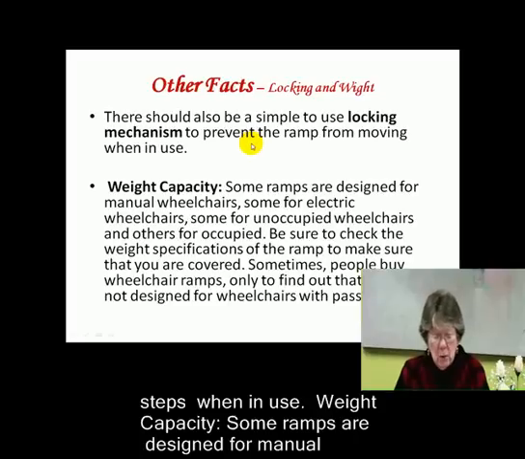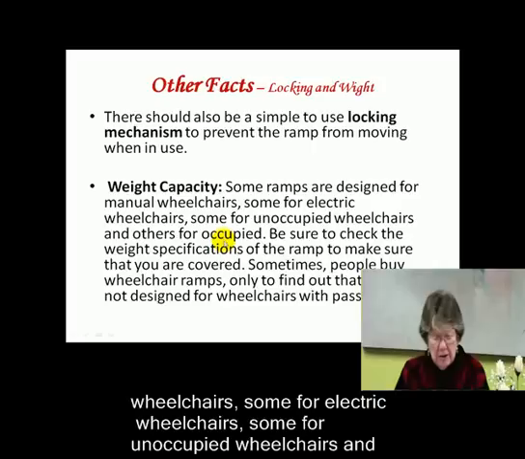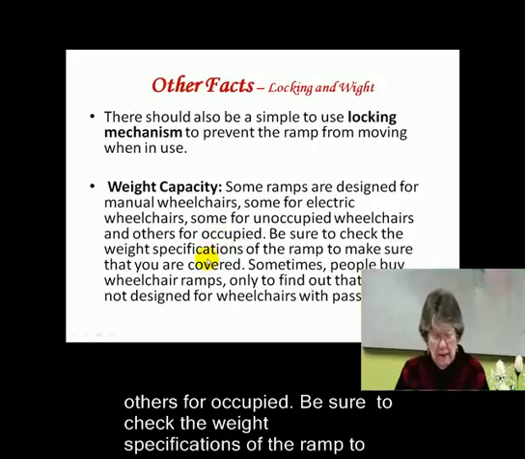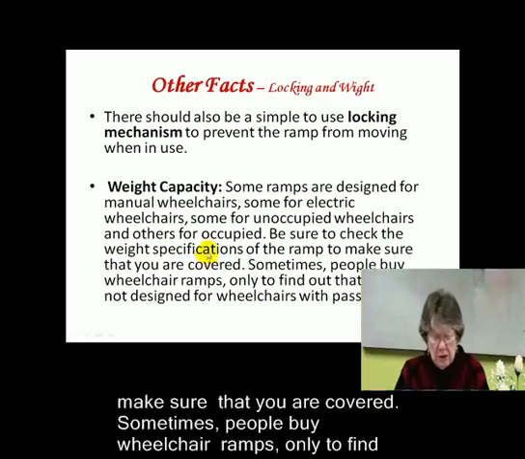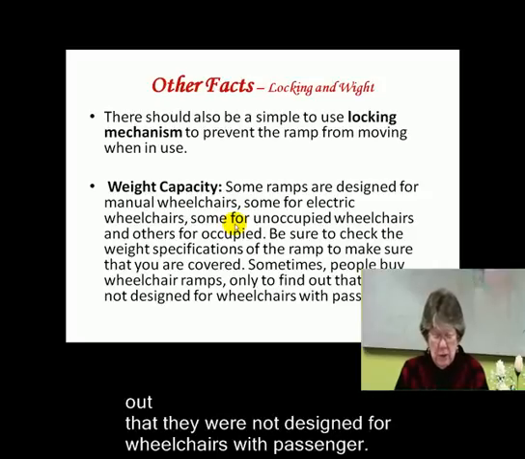Weight capacity. Some ramps are designed for manual wheelchairs, some for electric wheelchairs, some for unoccupied wheelchairs, and others for occupied. Be sure to check the weight specification of the ramp to make sure that you are covered. Sometimes people buy wheelchair ramps only to find that they were not designed for wheelchairs with passengers.